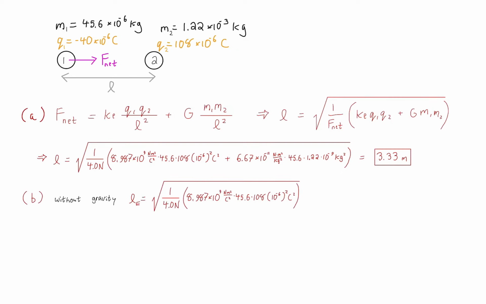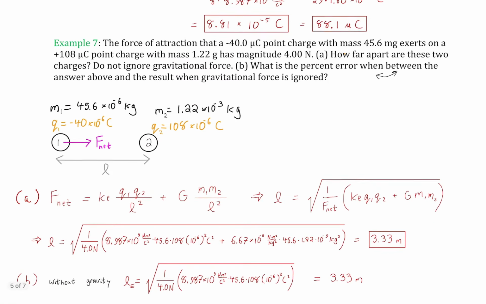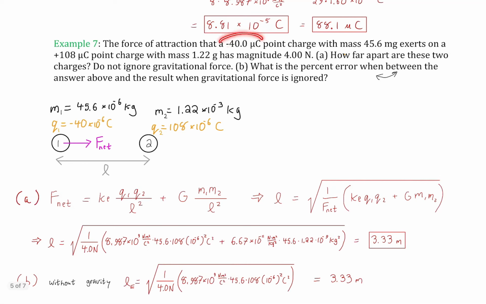So without gravity, we'll just exclude the second term, and we also get 3.33 meters. Then we look at the percent difference, and it's 0, just like it was with the orbital case. Because what does this problem have in common with the orbital case? Well, it's got charges on the order of microcoulombs. It's got a mass on the order of milligrams, a very small mass. And that means that the force from electrostatics is much, much stronger. This would have had to be a tiny amount of charge to actually have a significant difference.